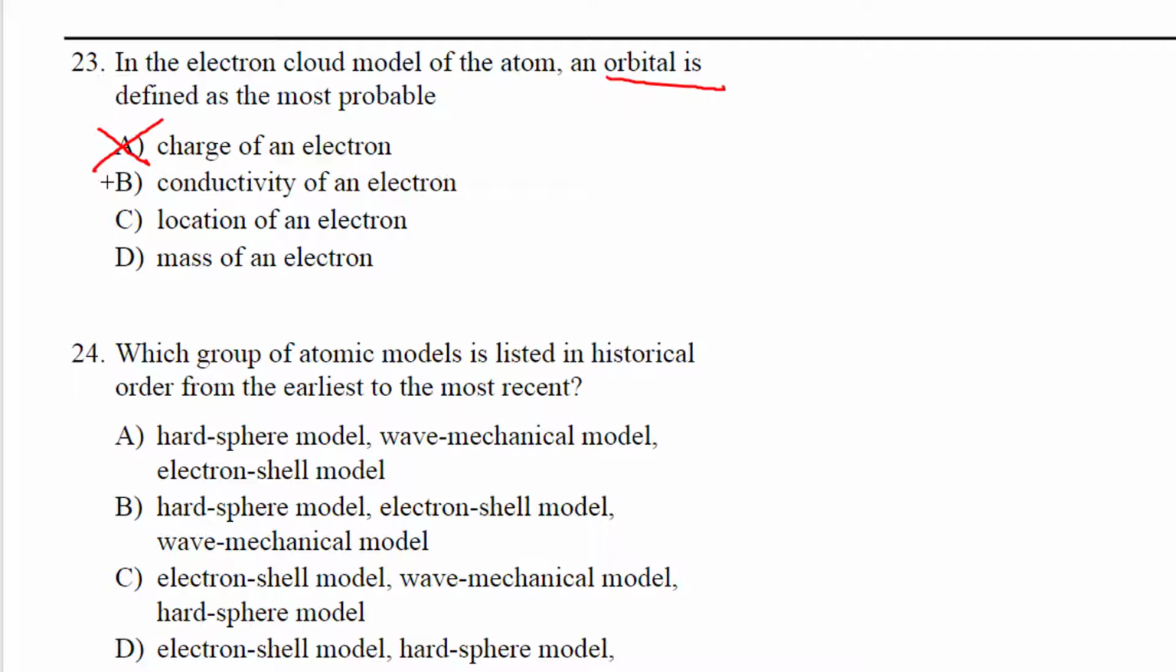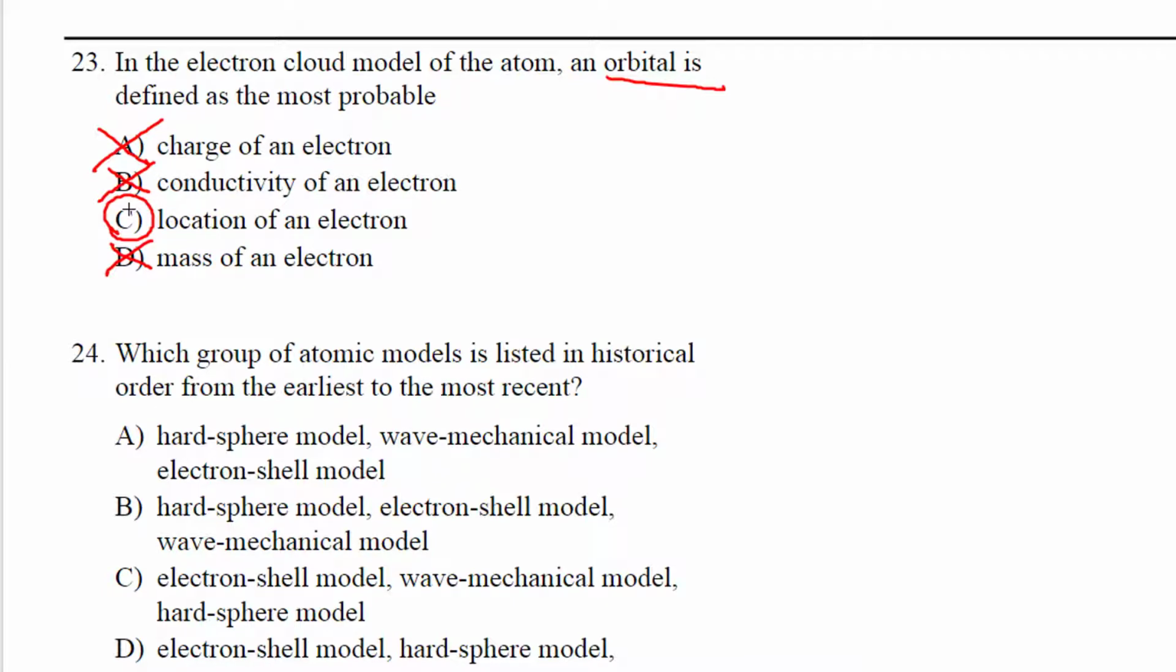So it doesn't even make sense to say it's the charge of an electron. Charges are positive, negative, or neutral, not orbital. Conductivity of an electron, no, that doesn't really make sense either. Mass, orbital isn't a unit of mass. Our best answer is location of the electron, and that is how an orbital is defined.